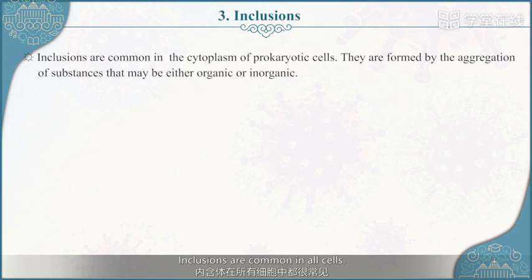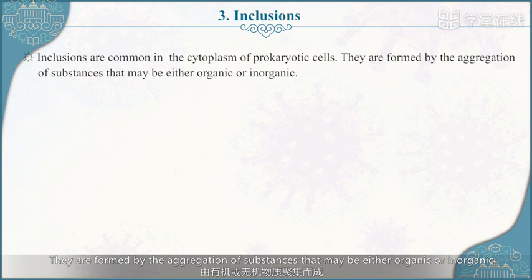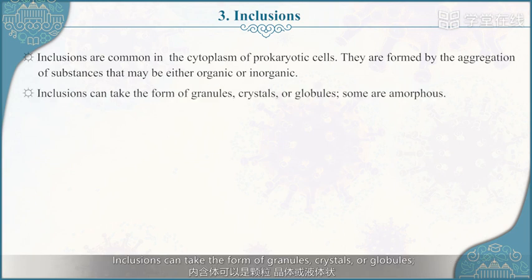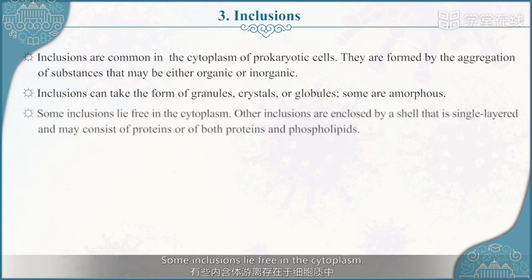Inclusions are common in all cells. They are formed by the aggregation of substances that may be either organic or inorganic. Inclusions can take the form of granules, crystals, or globules. Some are amorphous. Some inclusions lie free in the cytoplasm.